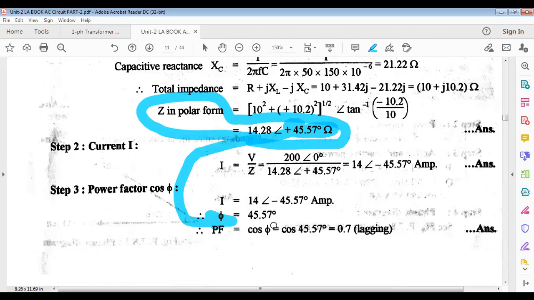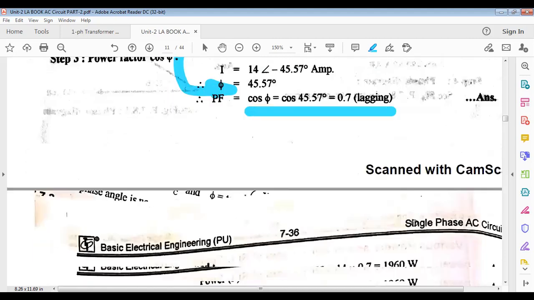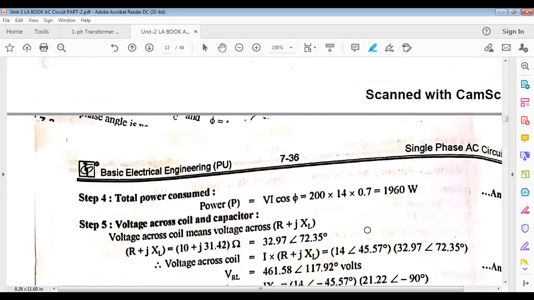So cos phi, and nature is lagging. What about active power? VI cos phi. Here you have to select RMS values of voltage and current. So 200 volt RMS, current is 14 and cos phi is 0.7. Active power unit is watt. Suppose you are asked to calculate reactive power or apparent power. For reactive power, VI sin phi, and apparent power VI.